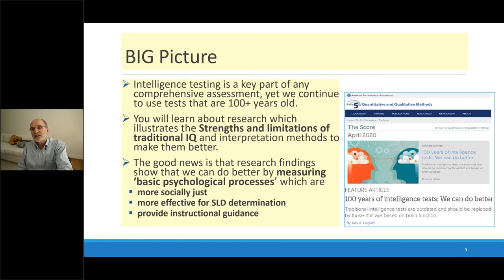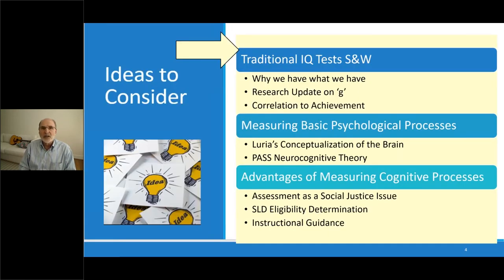This article that I have on the screen is one that just came out a few weeks ago. You can also get that on my website. That's kind of the written version of what we're going to do today. So this is the basic outline. We're going to talk about traditional IQ tests, strengths and weaknesses. We're going to talk about measuring basic psychological processes and the advantages of measuring cognitive processes. And we'll do that in the 53 minutes that we have left.